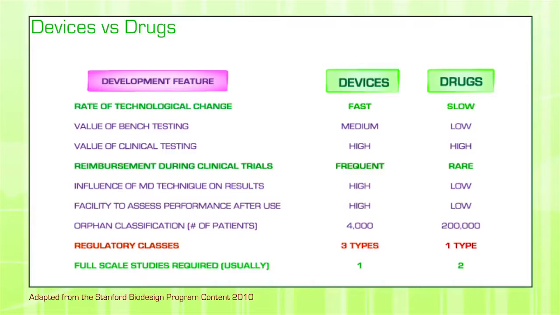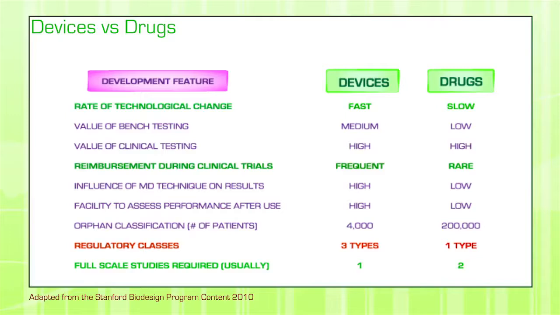But for this course, you might know, and you should know, that devices have a much faster rate of technological change than drugs. And thus, the way in which they should be approved and are approved is also faster.